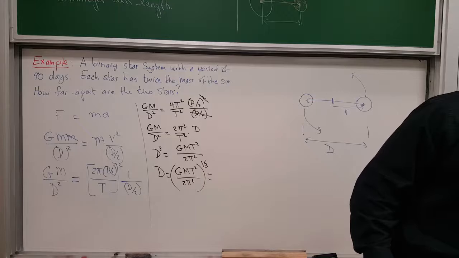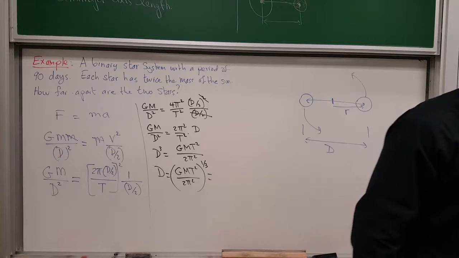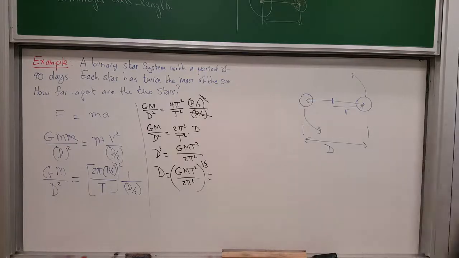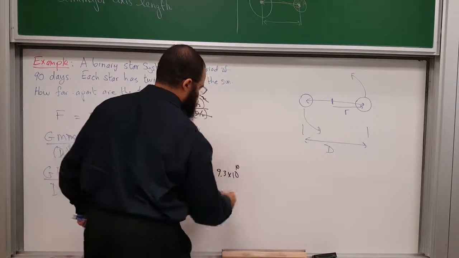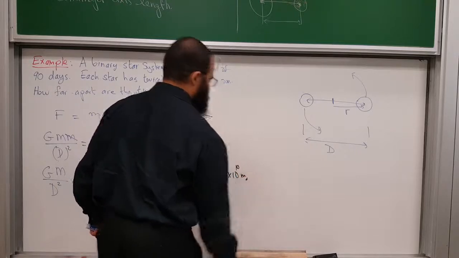The mass of the sun, by the way, is 1.99 times 10 to the 30th. I just found it. And here it turns out to be about 9.3. The separation between these two stars is 9.3 times 10 to the 10th power meters. Okay.